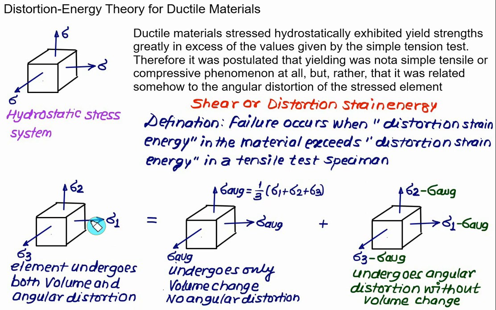So we know the strain energy per unit volume of a generalized stress element, and we know the strain energy in the case of hydrostatic stress, so we can very well calculate the strain energy for the distortion model. So this value of strain energy is the same as the total strain energy minus the strain energy in case of hydrostatics.